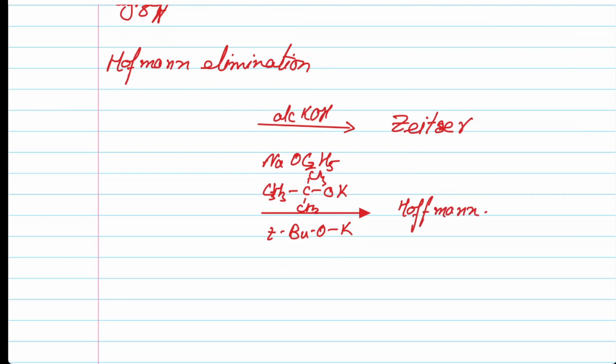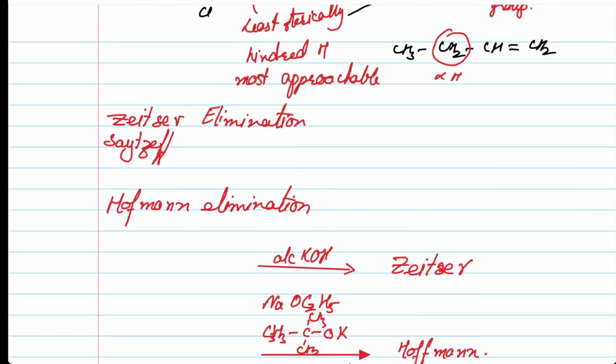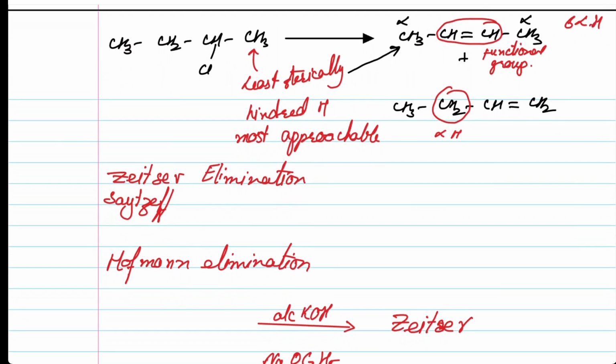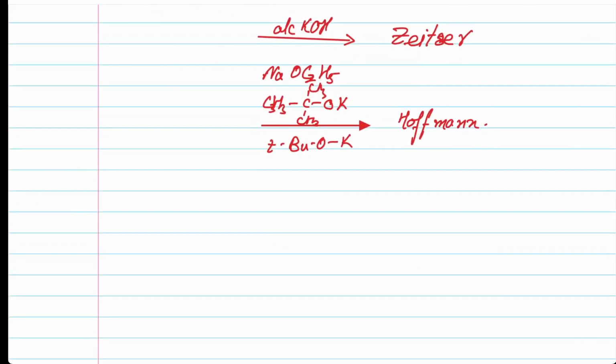We need to understand there should be two possibilities for this reaction to be taking place. So here we can have the Hofmann product as a major product, or we can have the Zeitsev product as a major product, depending on the conditions. This is what we have as the E2 mechanism.